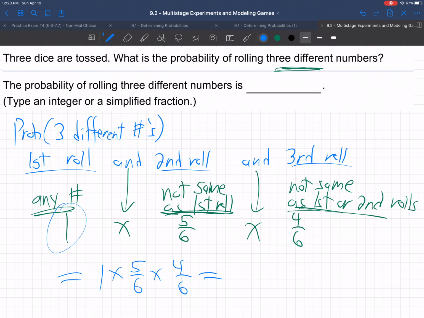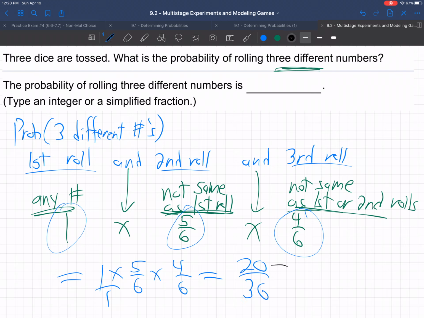Any number the first time, 100% chance you're going to get some number. 5, 6 chance probability the second time that you don't get the same number you got the first time. And 4, 6 is the probability on the third roll that you don't get anything the same as the first 2. Multiply those together. This is 1 over 1. Multiply those together. 20 over 36.